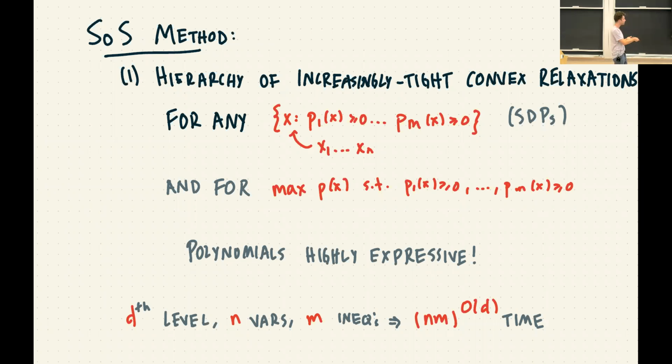So the hierarchy has levels indexed by this parameter called degree, and why it's called degree will be clear in a minute. And if you have an n variable, m polynomial set, then the dth level of the hierarchy can be dealt with computationally in (n times m) to the O of d time. By dealt with computationally, I mean that you can do things like find a point in the set or optimize a linear function over the set, all the stuff we like to do with convex sets.